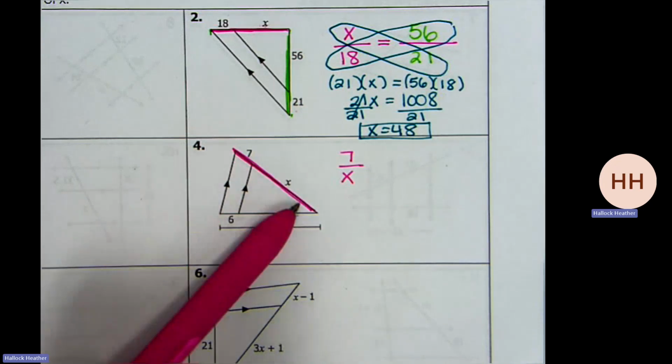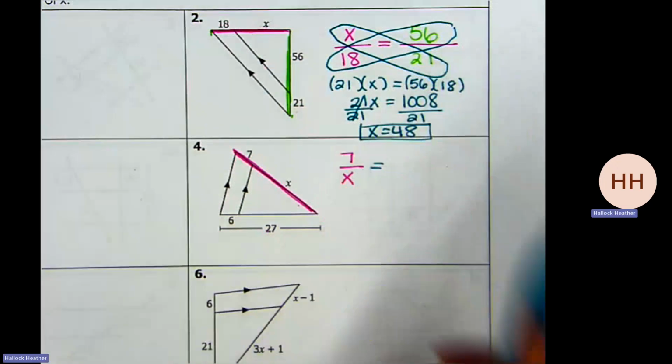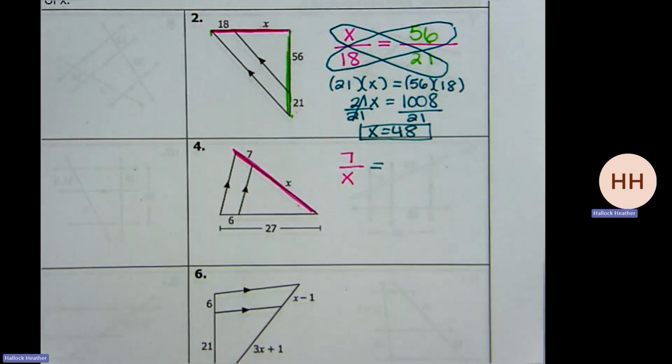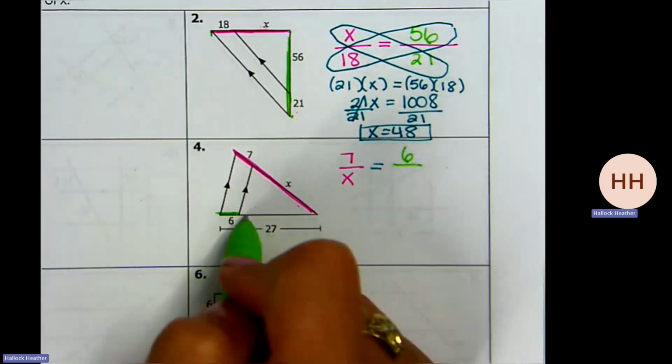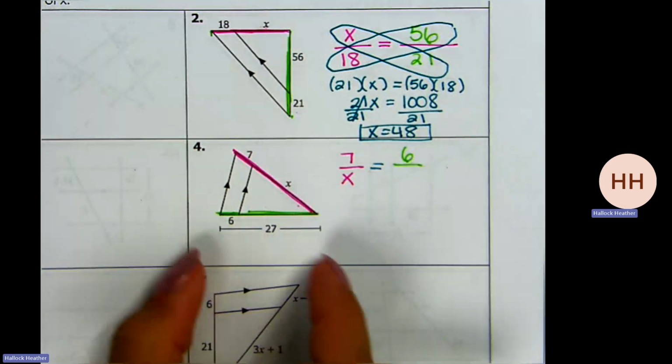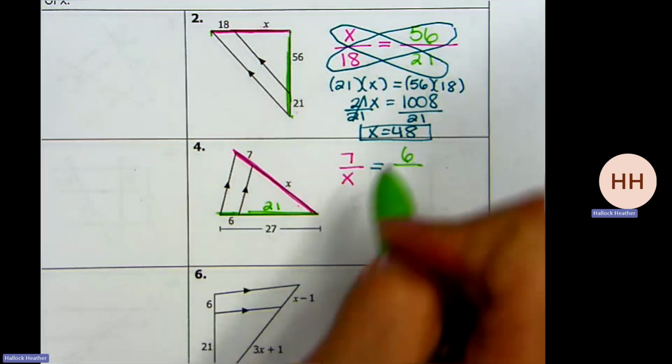So if I do 7 over x, what would have to be the fraction on the other side? What would have to go on top? 6. So 6 would have to go first. And then what would this piece be if this whole length is 27? 21. So this piece is going to be 21.